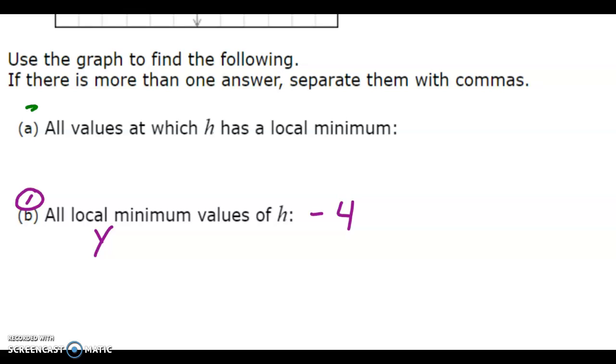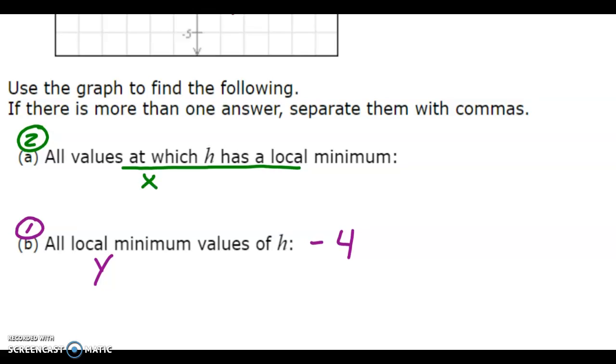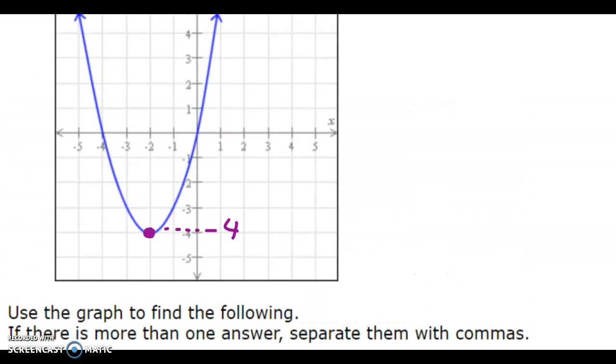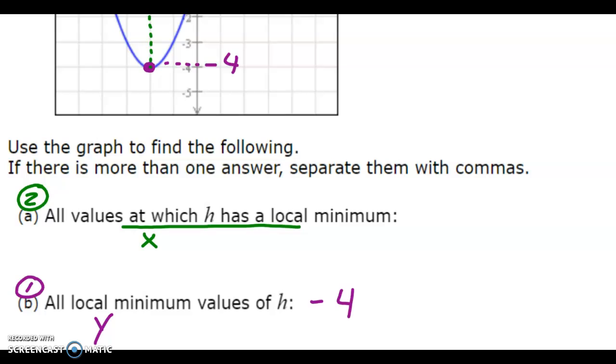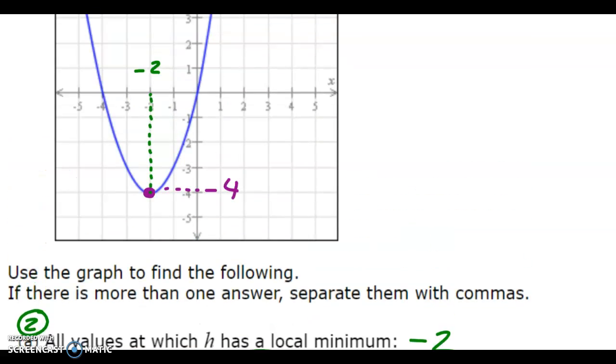And then when they ask at which it has a local minimum, this is your x for where that minimum is happening. It's going to be what? It's at that x value of -2. So these are the questions that we always mix up because those two wordings are kind of hard to interpret. They are. They're a little tricky to interpret, okay?